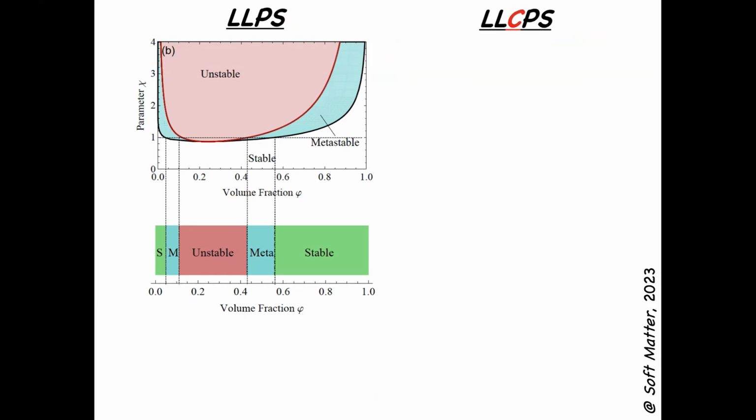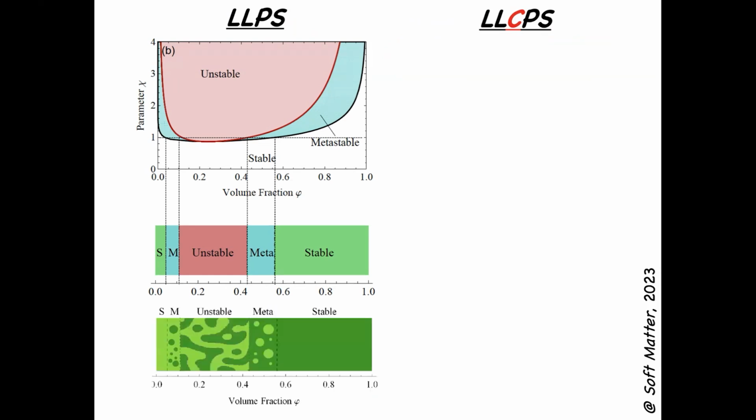For example, if you are on the extreme left, outside these two points, you know that you are in a stable region. If you are between the binodal and the spinodal, you are in the metastable region. If you are in between the two spinodal points, you are in the unstable region. So at that concentration here, you know precisely how the morphology of the system is going to evolve. You know where you have a single phase, you know where you have nucleation and growth, you know where you're going to have spinodal decomposition.